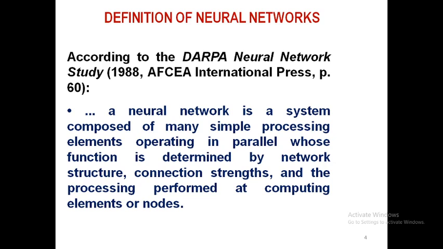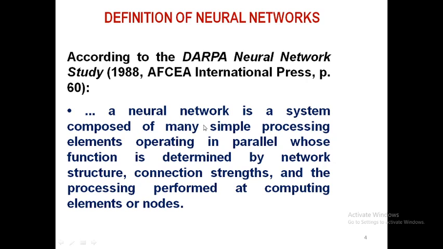Coming to the definition of neural networks, according to the DARPA neural network study, the simple definition is: a neural network is a system composed of many simple processing elements operating in parallel, whose function is determined by network structure, connection strength, and the processing performed at computing elements or nodes. This is a simple definition given by DARPA.